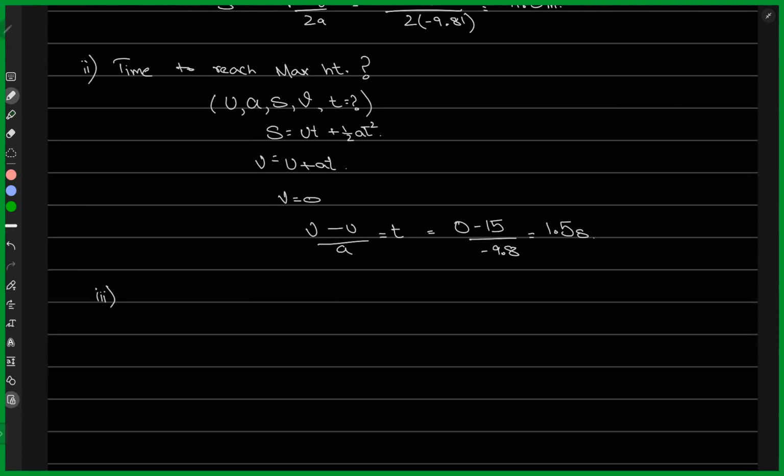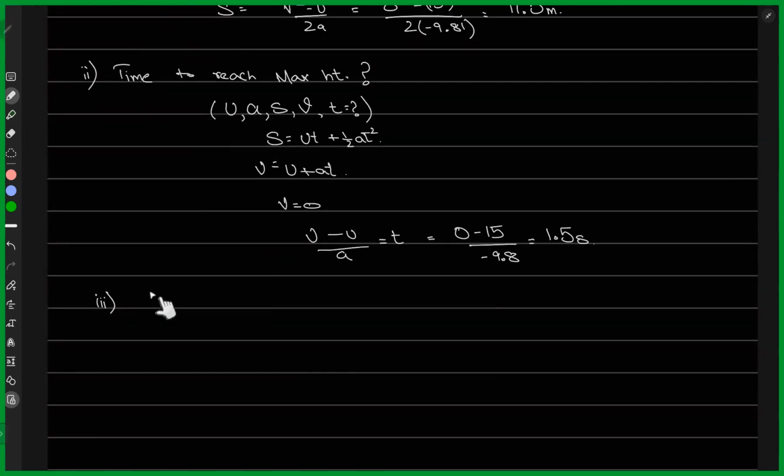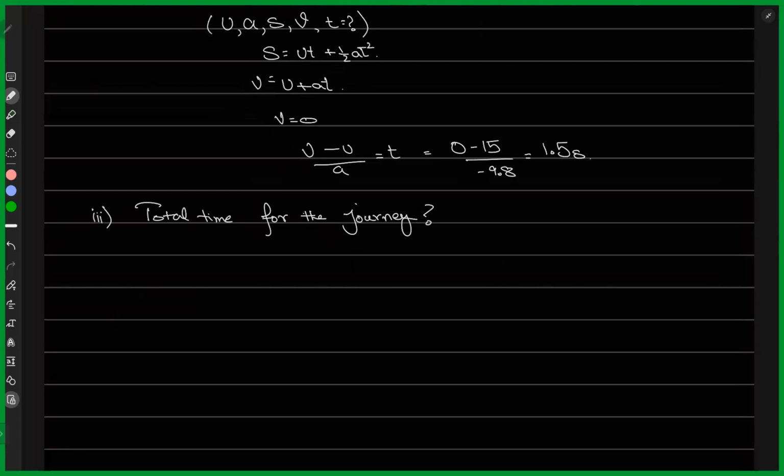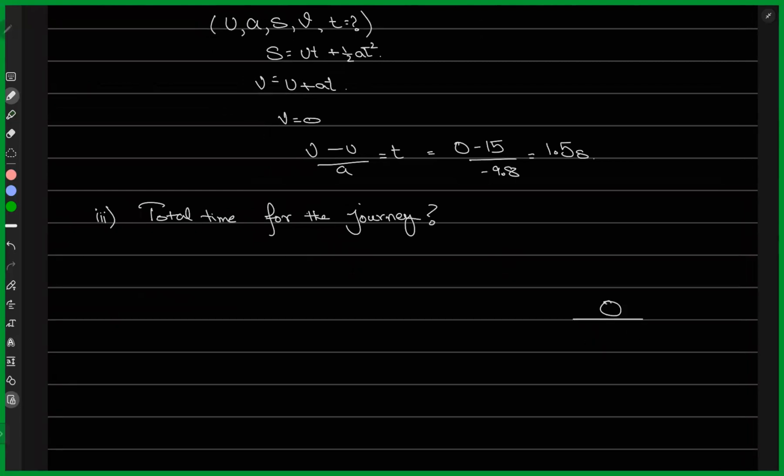Okay, so let's do another part. What else can you find? Let's say that you want to find the total time for the journey, right? Which just means that the ball was sitting over here, and you launched it. It went in the air, reached a maximum height, and then came back downwards and touched the ground again. The time that all of this takes is what I want to compute.